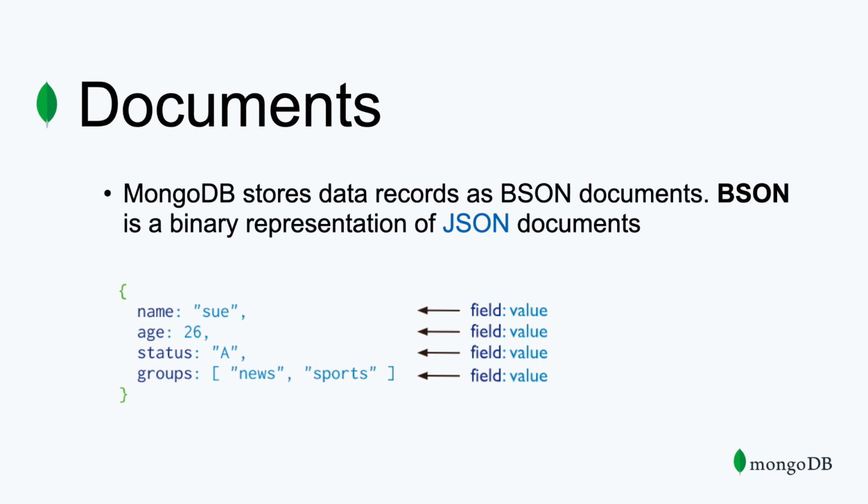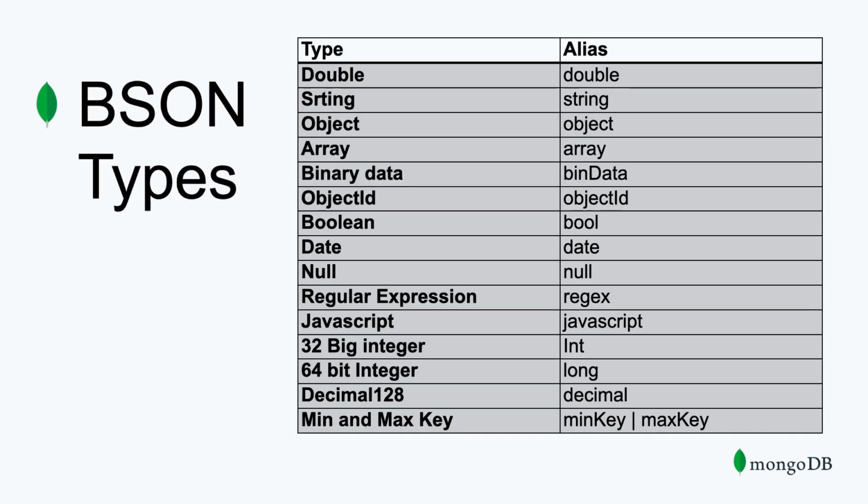In terms of data types, you can have all of these data types. So doubles, strings, objects, arrays, binary data, and ObjectId, which is how you uniquely identify a document. Boolean for true or false, dates, null values using the null keyword, regular expressions, JavaScript. You could have 32-bit integer and then 64-bit integer using long, decimal, and then min and max keys.